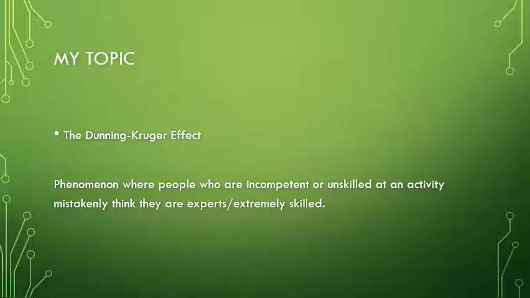So I decided to pick for the topic that I wanted to investigate here something that's called the Dunning-Kruger effect, which is a psychological theory that I've heard about and seems interesting to me. And what I know about it, my understanding of it, is that the Dunning-Kruger effect is the name for a phenomenon when people who are unskilled at a particular activity, they're incompetent, that is, they just don't know how to do something, they often overestimate their ability. They mistakenly think that they are extremely skilled or experts.